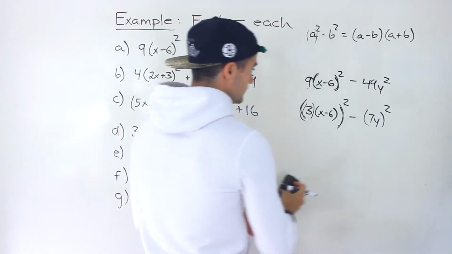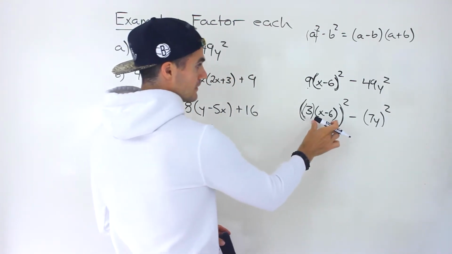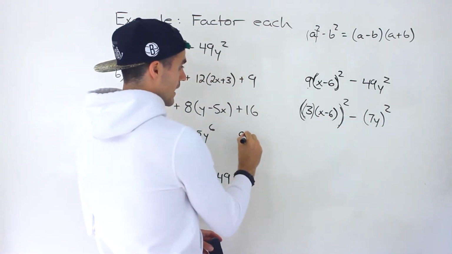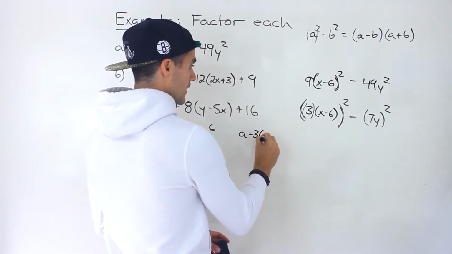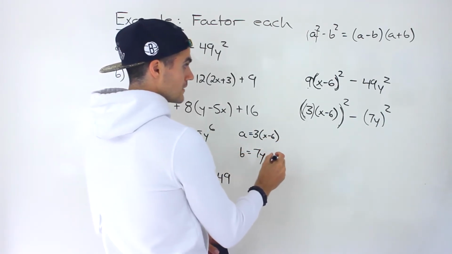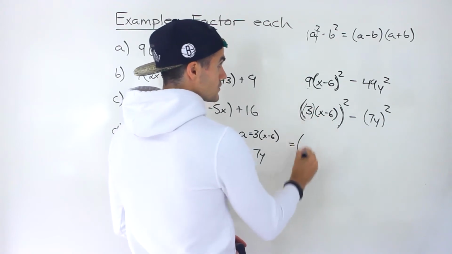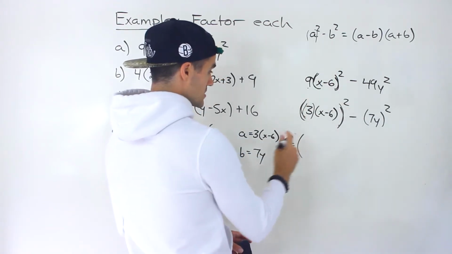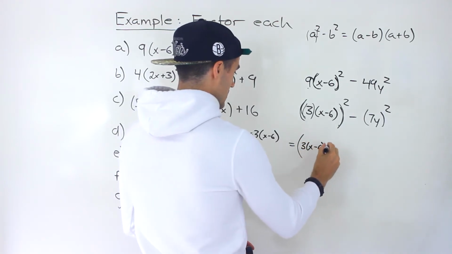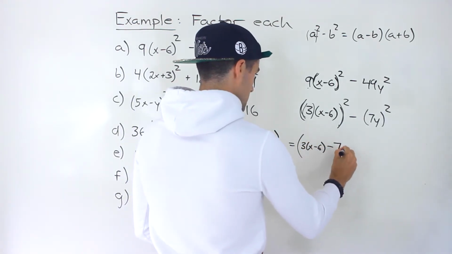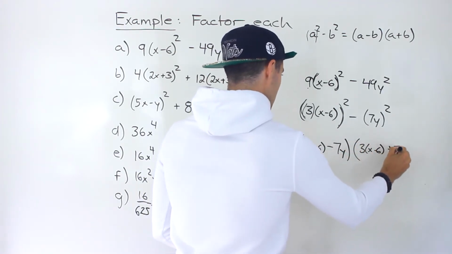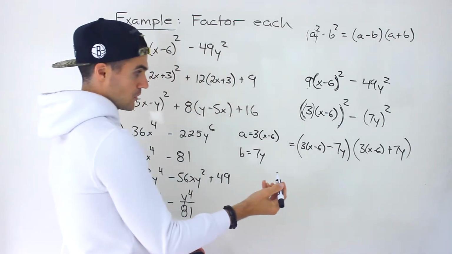And so from here, we can tell that this is now in a squared minus b squared format. So the a value is 3 bracket x minus 6, and then the b value is 7y. And so what does this factor into? Well, a minus b, a plus b. So this value, 3 bracket x minus 6, minus the b value, which is 7y, times 3 bracket x minus 6 plus the b value, which is 7y, like that.